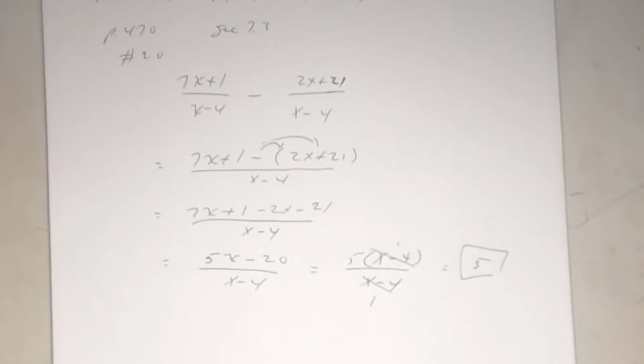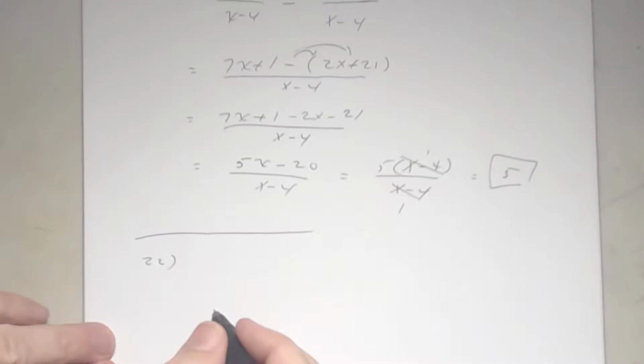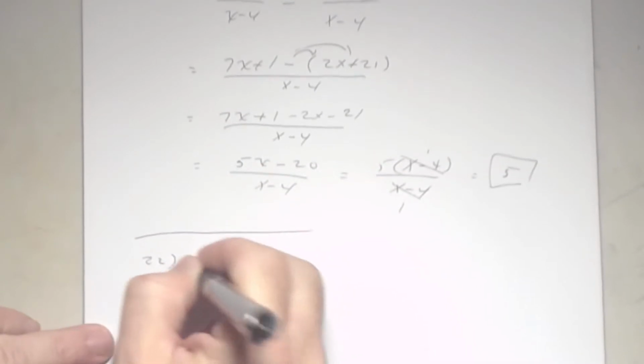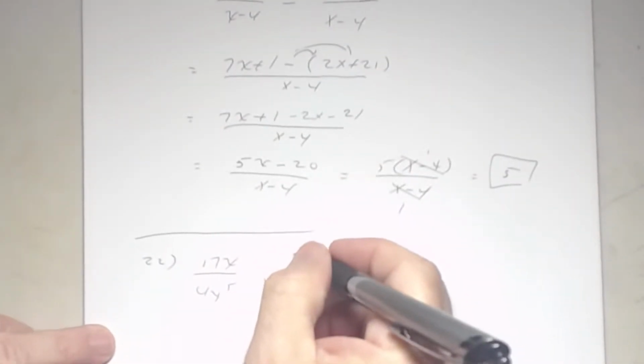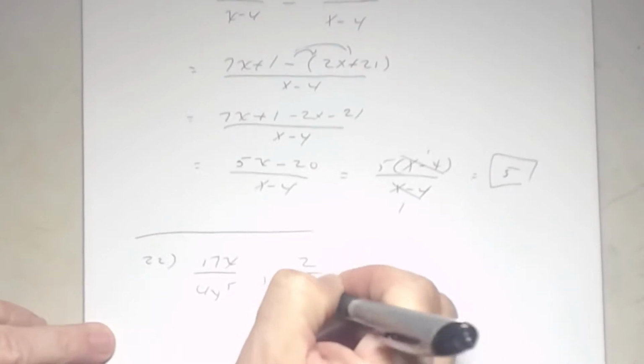So let's look at number 22. You have 17x divided by 4y to the 5th, and then 2 divided by 8y. Is it minus? That's a comma. So two separate expressions. In the next section, they'll be combined in terms of either adding or subtracting.